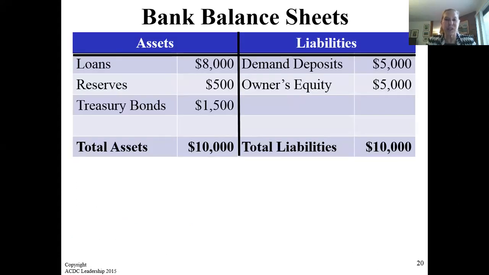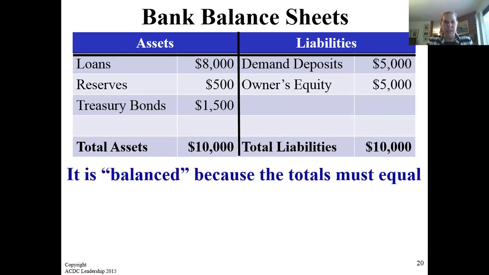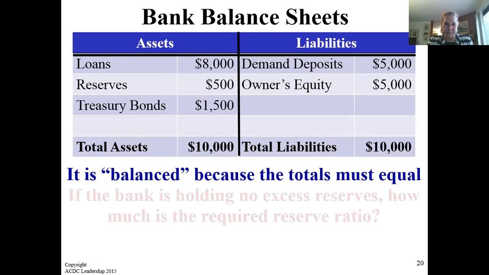Okay, so here's a bank balance sheet example. You have assets on the left, liabilities on the right. They're supposed to total the same amount. Total assets always equal total liabilities on the balance sheet. That's why they call it a balance sheet. It balances. So they have $8,000 in loans. They keep $500 in reserves and $1,500 in treasury bonds. They have demand deposits of $5,000. Owner's equity is $5,000. Those are liabilities. It is balanced because the totals must equal.